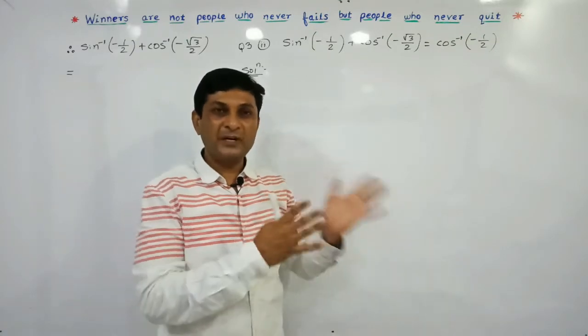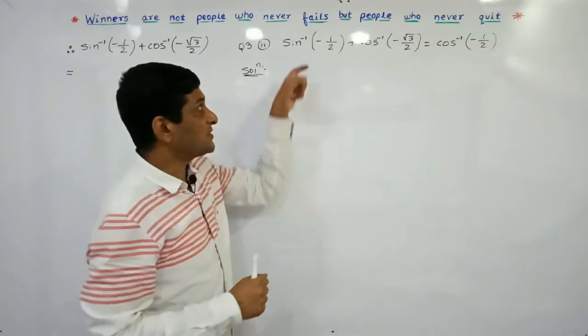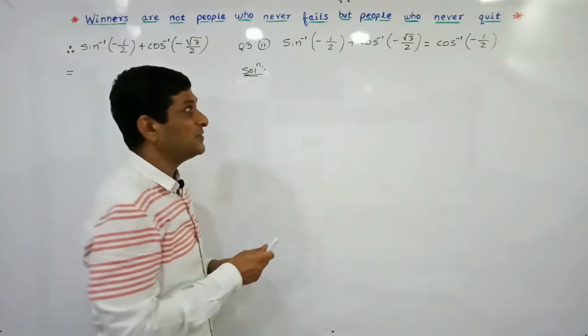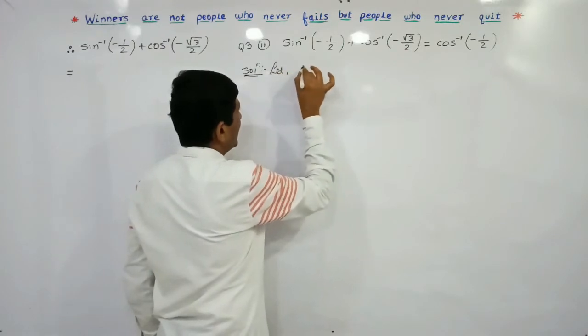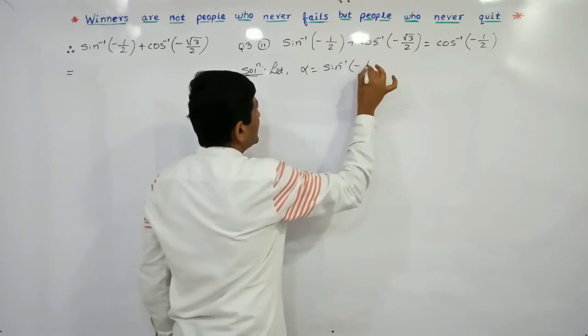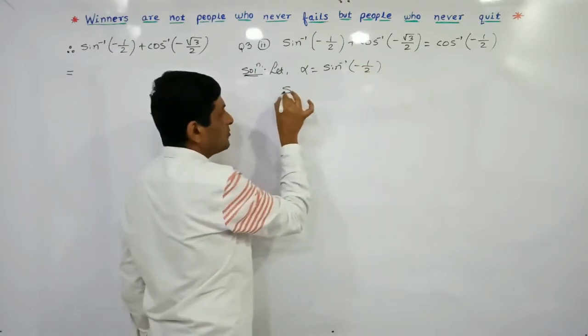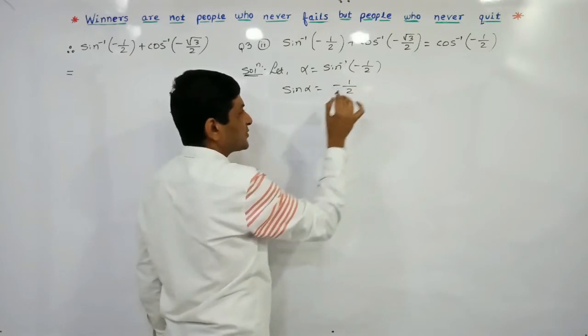And later on we will try to show that the values of the left hand side and right hand side are equal. So let us first try to find the value of sine inverse of minus 1 by 2. I am denoting it by alpha. Let alpha be equal to sine inverse of minus 1 by 2. Taking sine on both sides, here we will get sine alpha, and on this side we will get minus 1 by 2.